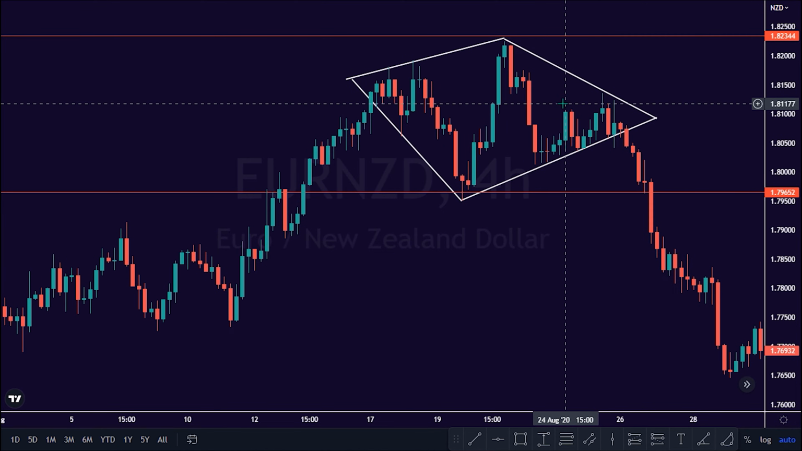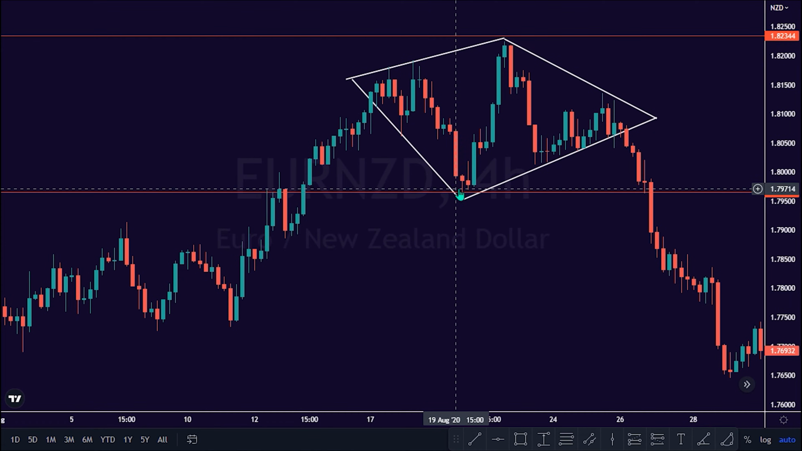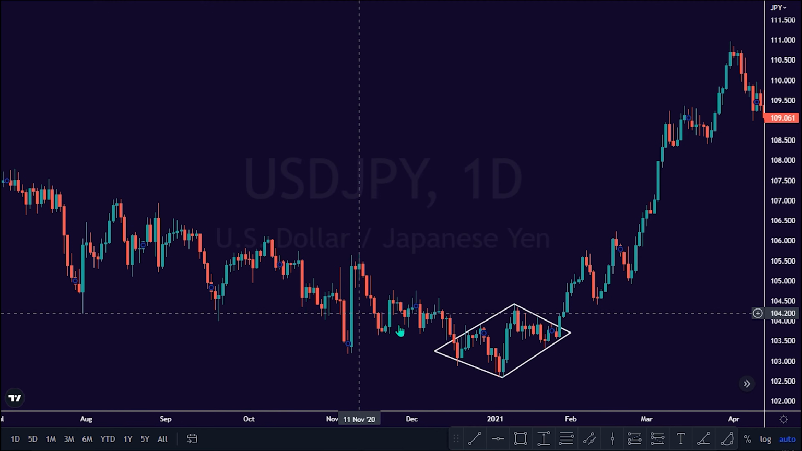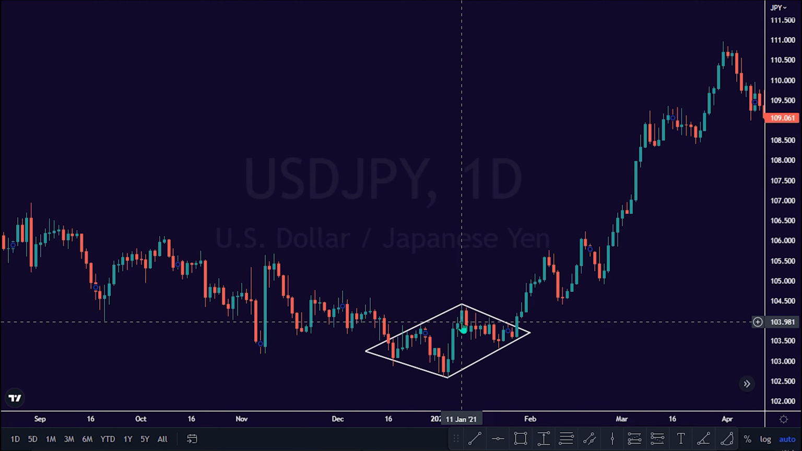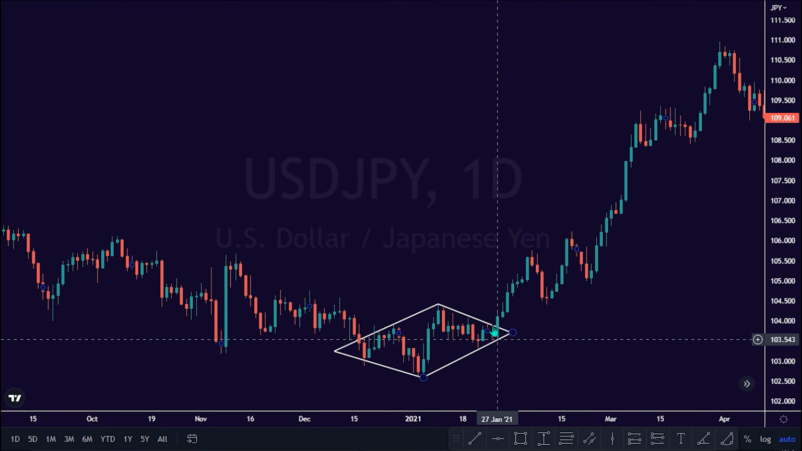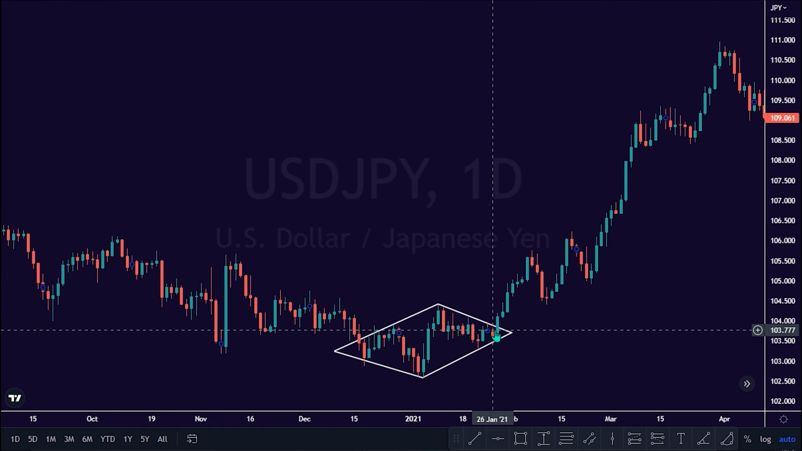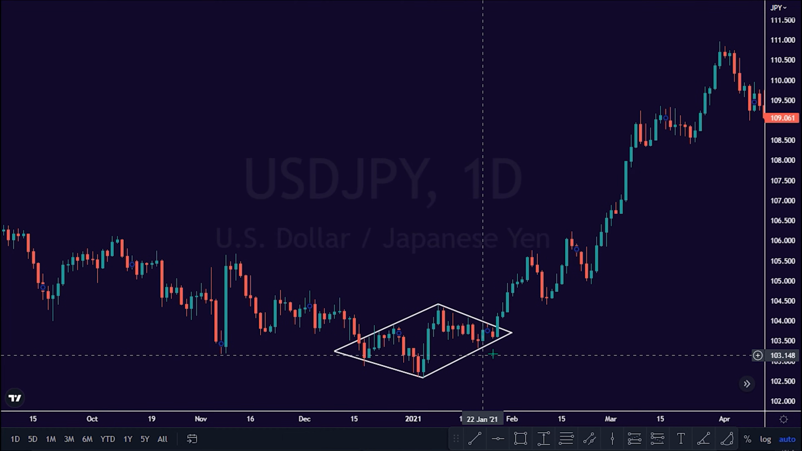Whenever it happens during a bull market, the pattern is referred to as a diamond top or bearish diamond pattern. Likewise, if it happens during a bear market, the pattern is referred to as a diamond bottom or bullish diamond pattern. The diamond chart pattern can act as a reversal or continuation pattern in the market.